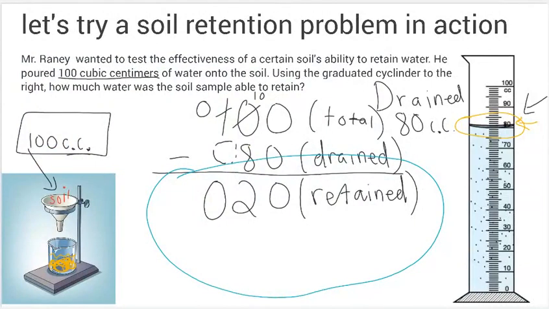We're able to find the retained water by looking at the drained water and subtracting it from the total, because we can't measure exactly just by looking at it how much water is retained. So we first have to figure out how much is drained, and then if we subtract the drained from the total, we end up getting how much water is retained.